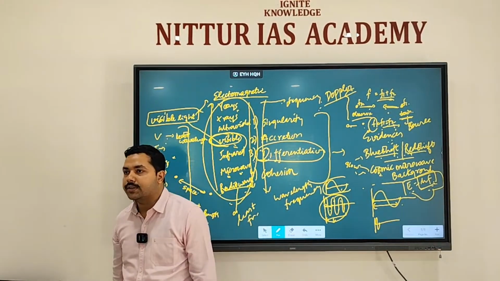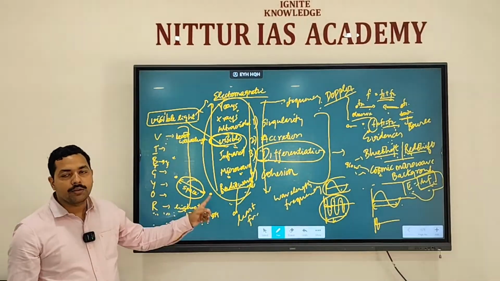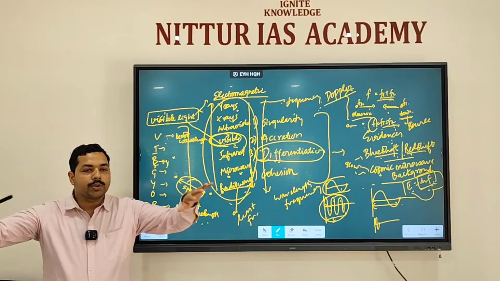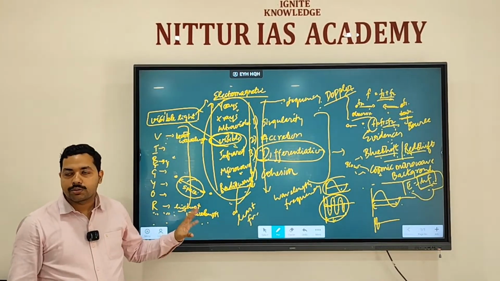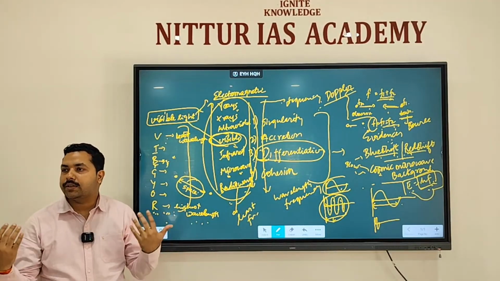Clear? Any doubt regarding this particular thing? So normally the space between two celestial bodies is generally black. Why is it generally black? Because no scattering, no atmosphere is there, so it is generally black. So it is not visible.